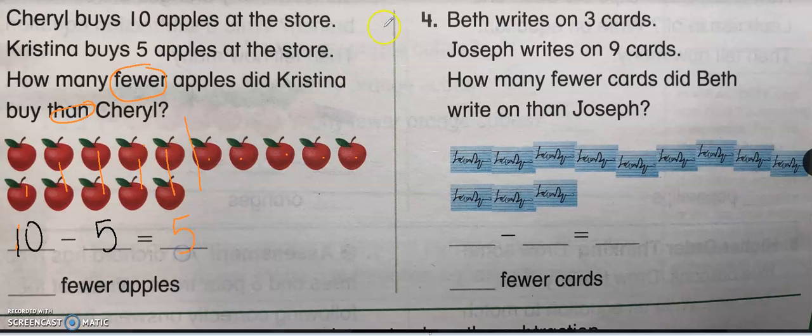Because we are comparing them. As you can see, 10 minus 5 equals 5. And that we can actually see, because if we have 10 all the way and we take away 5, 1, 2, 3, 4, 5, we are left with 1, 2, 3, 4, 5. You see? Then 5 fewer apples.